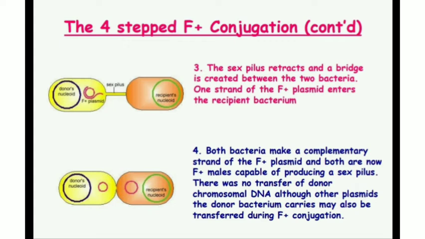Step 4. Both bacteria make a complementary strand of the F plus plasmid and both are now F plus males capable of producing a sex pilus. There was no transfer of donor chromosomal DNA, although other plasmids the donor bacterium carries may also be transferred during F plus conjugation.